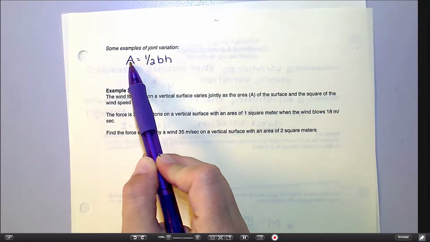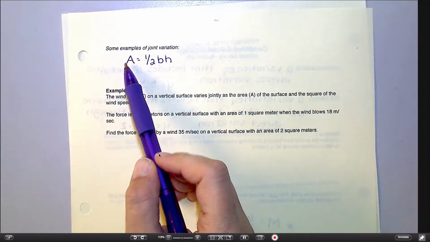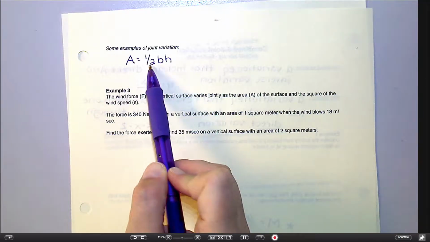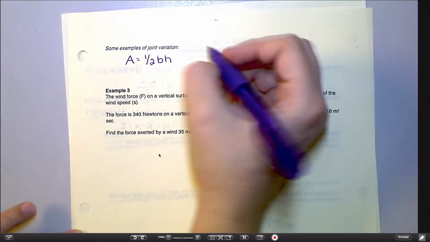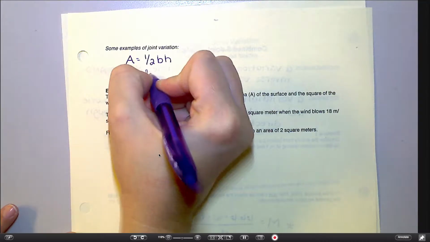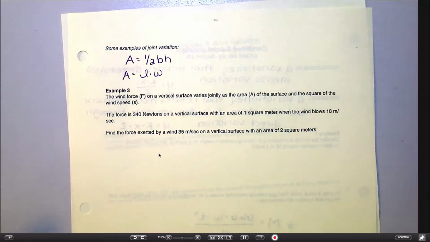That's the area of a triangle, right? That's joint variation. The area varies directly with the base and the height, with a K value of 1/2. Okay? Even something like this, area equals length times width, is technically joint variation too. What's your K value there? 1. Your K value there would be 1.